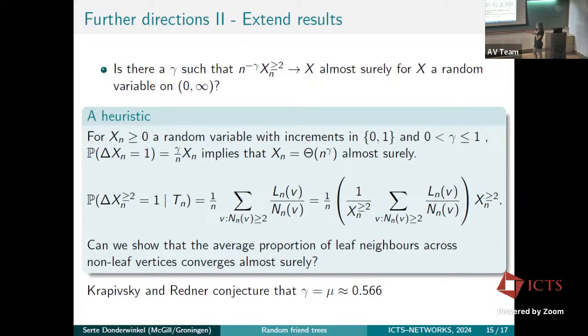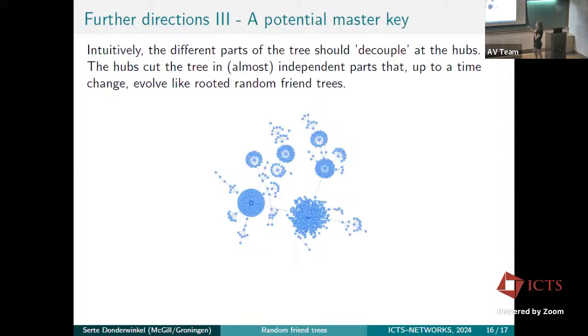Again, Krapivsky and Redner have a conjecture for what this order of growth should be, and that's the same mu that we saw in the power law decay of the distribution among non-leaf vertices. Okay, so this is sort of the potential master key. This is wishful thinking, but I think this would really be a leap in studying this model.